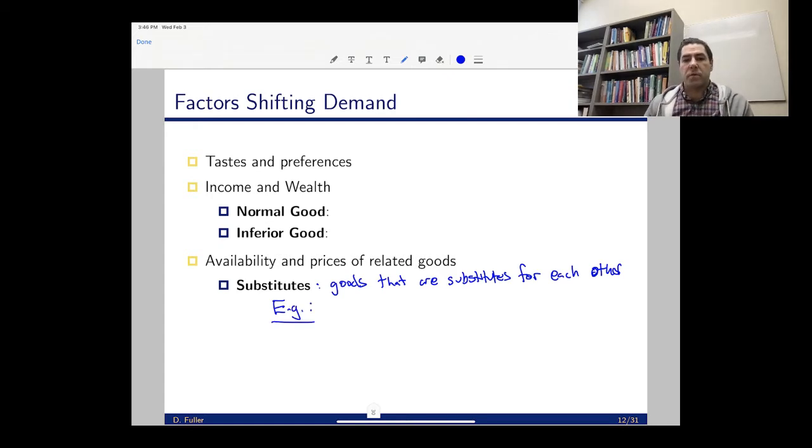So, of course, you can potentially disagree with me that these are substitutes, but Domino's pizza and Papa John's pizza, those would be substitute goods, right? I can either buy a Domino's pizza or I can buy a Papa John's pizza. And the prices of those two goods relative to each other is going to influence demand for one or the other.